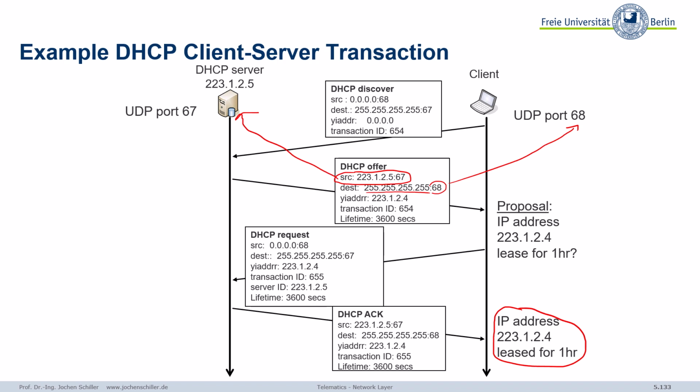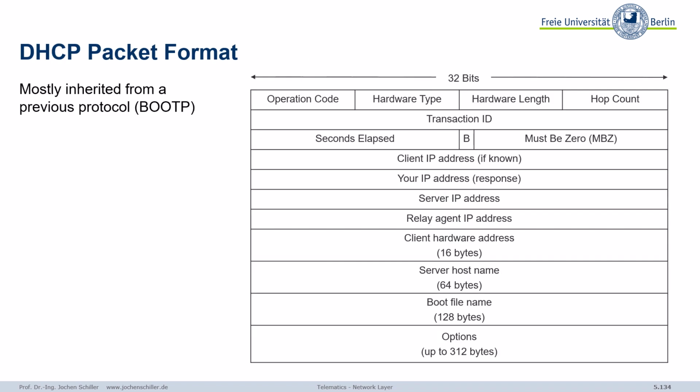You can also renew by hand. So there are different commands really for the command line where you can type renew and then you will get a new IP address, for example. So that's the idea. And you have always, as you see, transaction identifier so that the computers know which request response belong together. 654 and 655. Okay, DHCP also has a certain format.